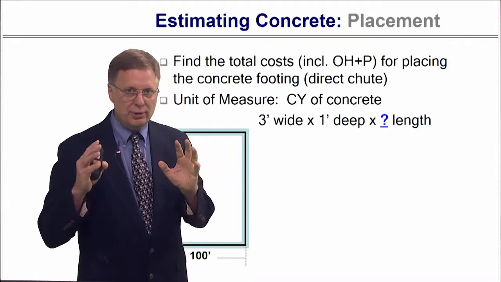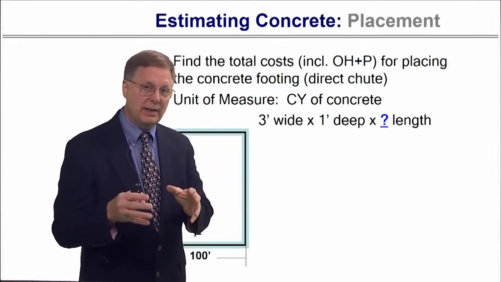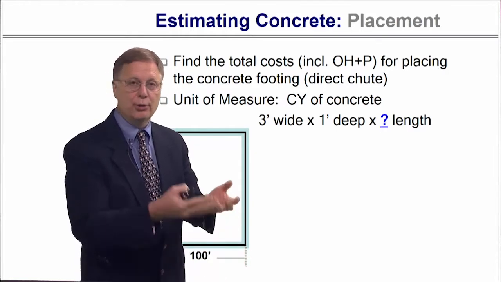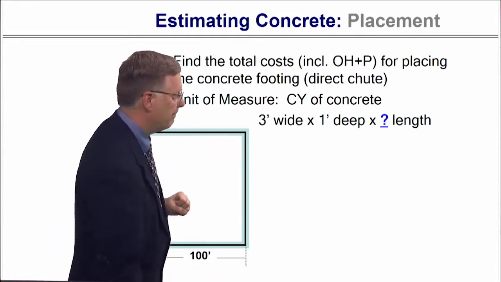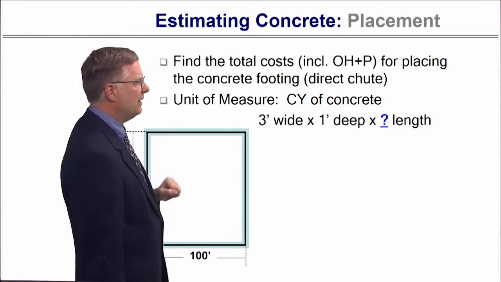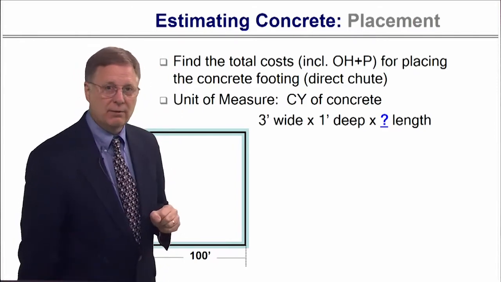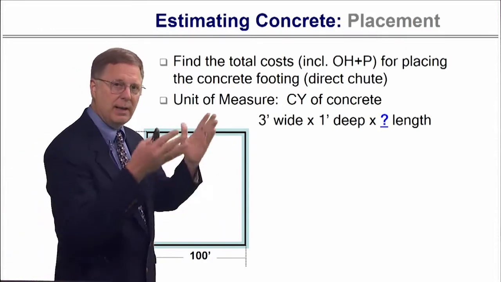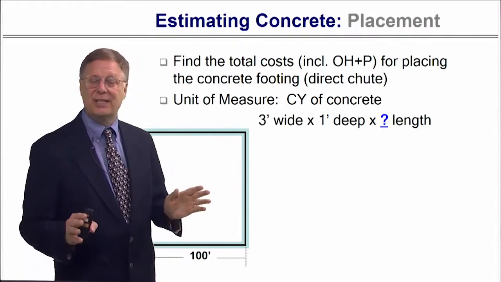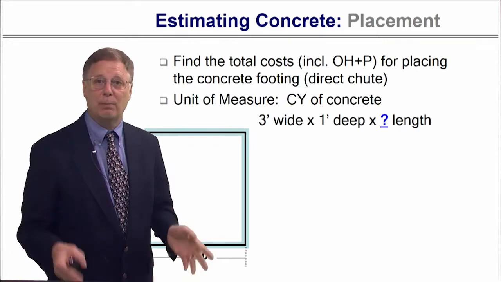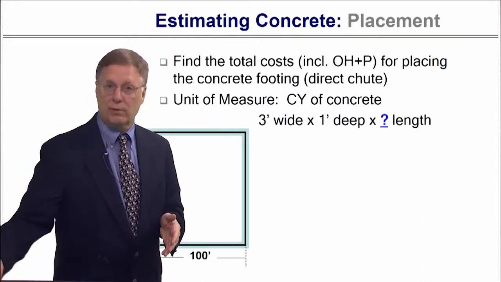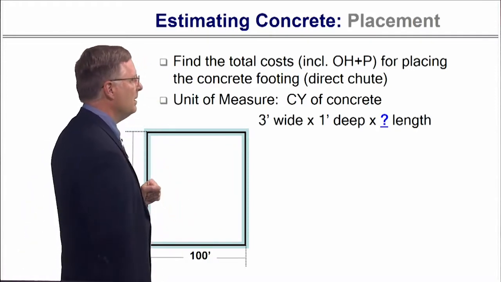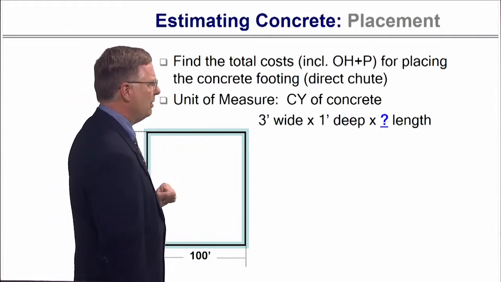And again, we're going to use placement as both the concrete cost and the actual installation cost. You could price these things separately. So what we're going to do is find the total cost with overhead and profit for placing the concrete with a direct chute. That means we're just going to drive up and dump it right there. If you had to do other things, if you had to do wheelbarrows, if you had to do a pump or something like that, you'd have to look for those adds because we're going to change the methodology. The unit measure is cubic yards of concrete.